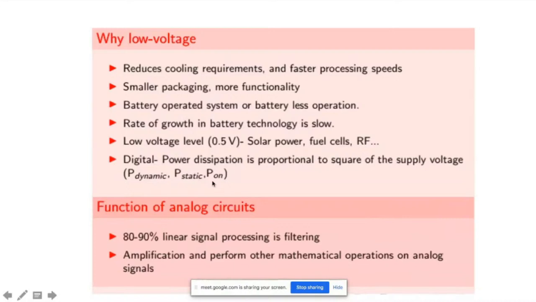Now when you say analog circuits, maximum 80 to 90% of the linear signal processing we do is filtering. Whatever kind of signal you tackle, you are doing filtering, then amplification, then performing other mathematical operations on analog signals. So by looking at these things, it is very important that we understand we are targeting low voltage, and for analog circuits working at low voltage, the challenges are huge.